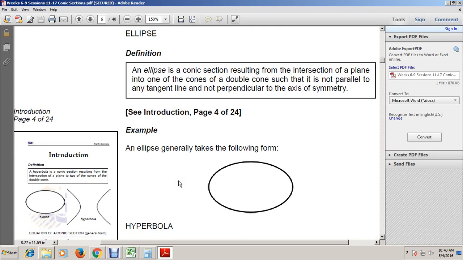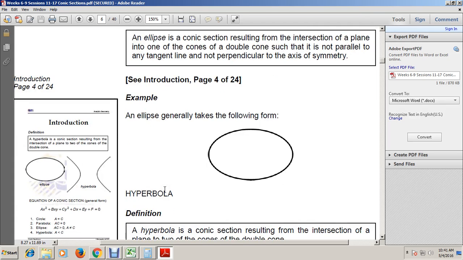Next in our discussion is the ellipse. The ellipse is a conic section resulting from the intersection of a plane into one of the cones of a double cone such that it is not parallel to any tangent line and not perpendicular to any axis of symmetry. The ellipse generally takes on the following form.